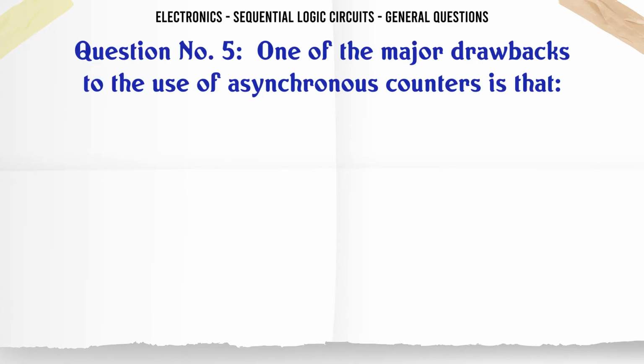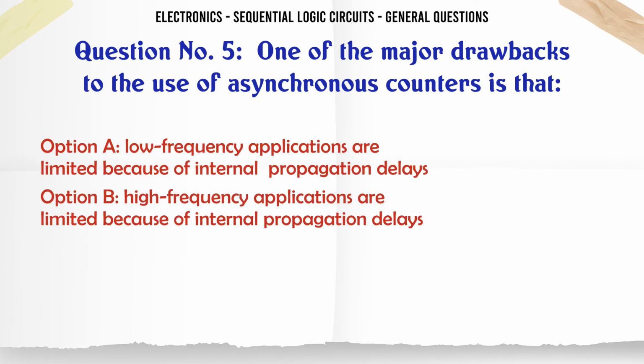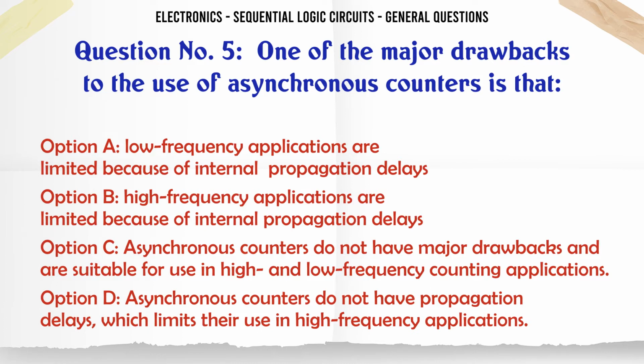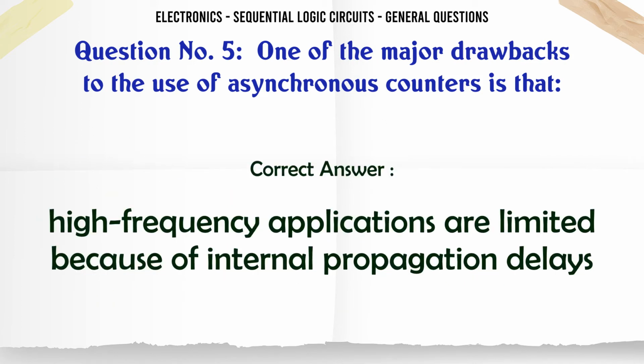One of the major drawbacks to the use of asynchronous counters is that: A. Low-frequency applications are limited because of internal propagation delays. B. High-frequency applications are limited because of internal propagation delays. C. Asynchronous counters do not have major drawbacks and are suitable for use in high and low-frequency counting applications. D. Asynchronous counters do not have propagation delays, which limits their use in high-frequency applications. The correct answer is high-frequency applications are limited because of internal propagation delays.